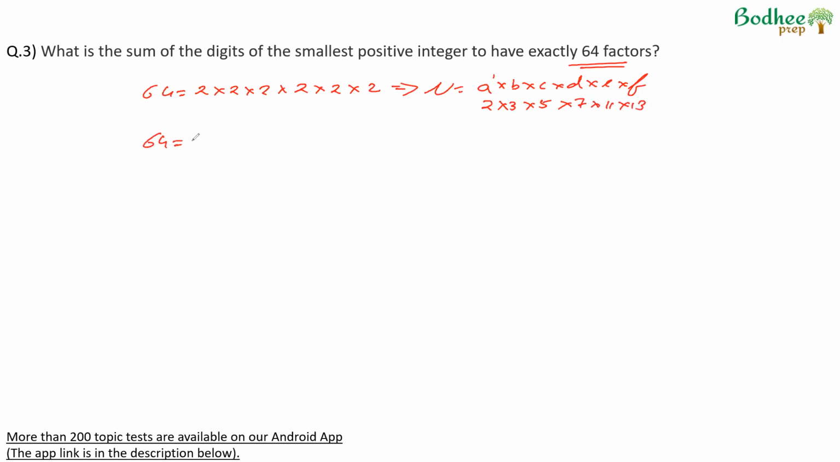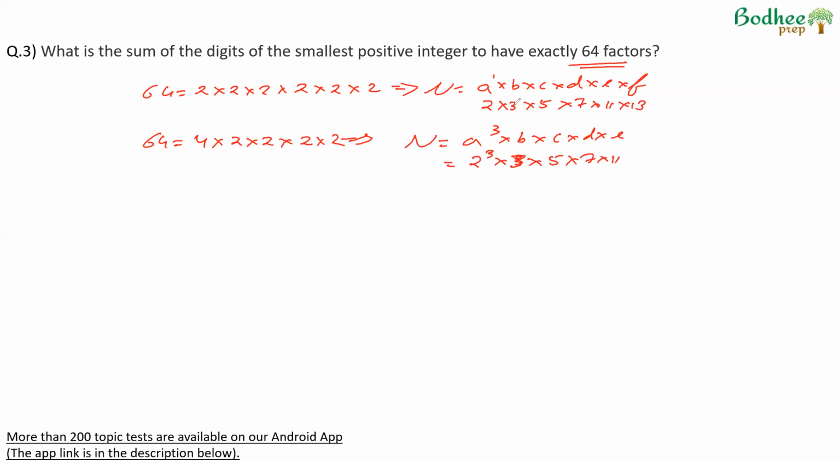If we then look at 64 as 4 into 2 into 2 into 2 into 2, that is 4, 8, 16, 32, 64, in this case there will be 5 factors. So n will be of the form 2 raised to power 4 minus 1, that is 3, into b into c into d into e. The minimum possibility here will be 2 cubed into 3 into 5 into 7 into 11.